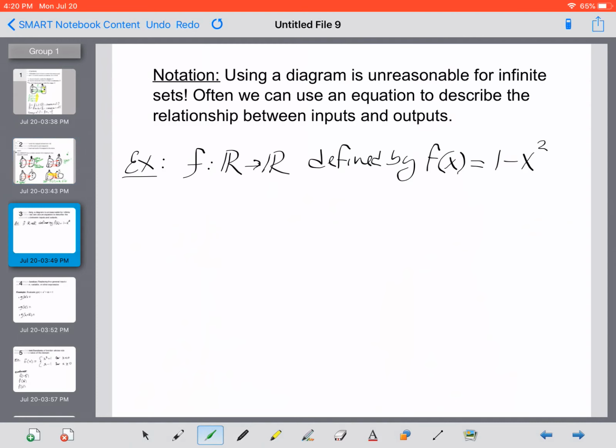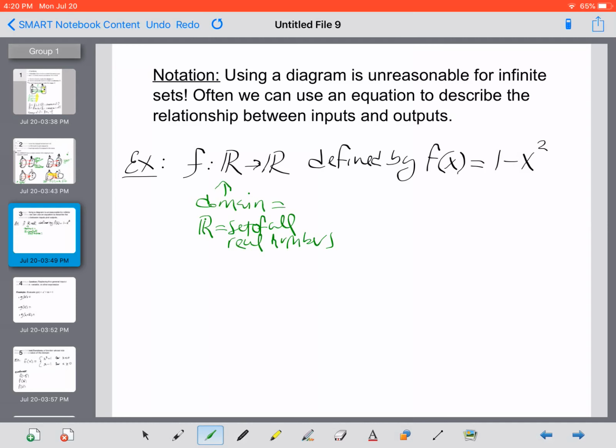As an example, consider the function f from R to R. If you're not familiar with this notation, this is saying that the domain is R, which is the set of all real numbers. And it's saying that the codomain is also going to be equal to R. So this is a function that's taking a real number and mapping it to some other real number. So the codomain and the domain are both the set of real numbers. But we're going to define this rule by saying f of x is always equal to 1 minus x squared.